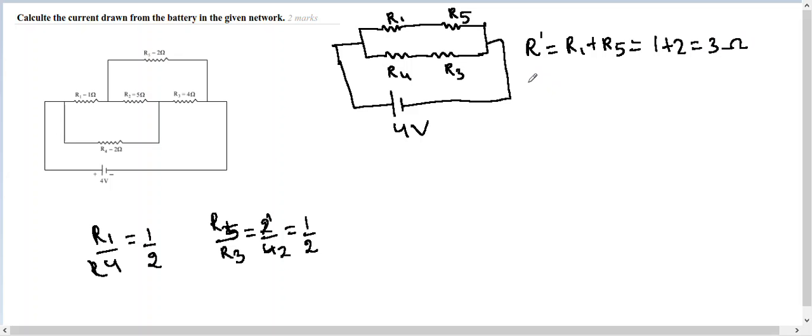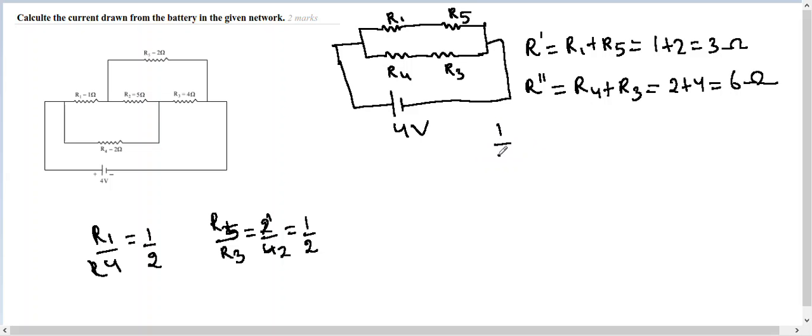Similarly, R4 and R3 are connected in series. Therefore, let's take their equivalent as R double dash, which is equal to R4 plus R3. So it comes to 2 plus 4, which is 6 ohm. Now R dash and R double dash are connected in parallel.